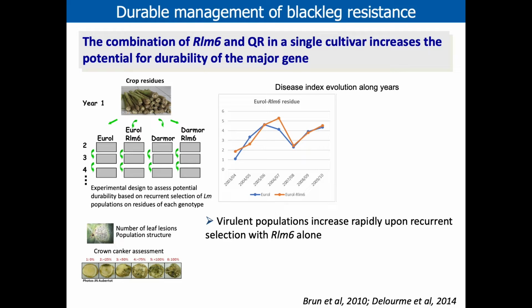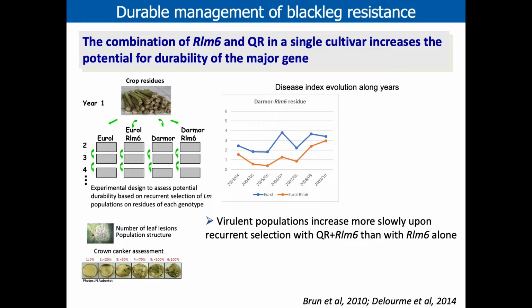Here you have the disease index evolution along years, with Urol RLM6 residues. Virulent population increased rapidly, and there was rapidly no significant difference between Urol and Urol RLM6. With Darmor RLM6 residues, virulent population increased more slowly, as shown here. Urol RLM6 remained less susceptible than Urol for many years. It's only after 8 years of recurrent selection that virulent isolates increased.